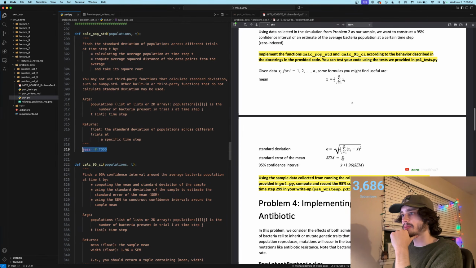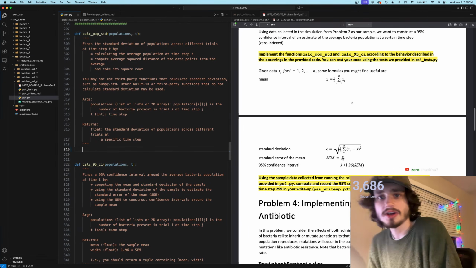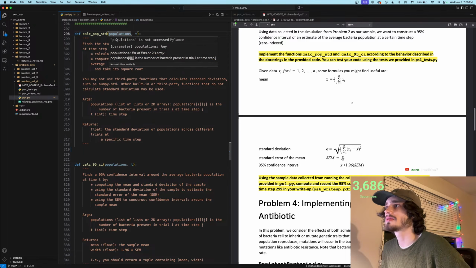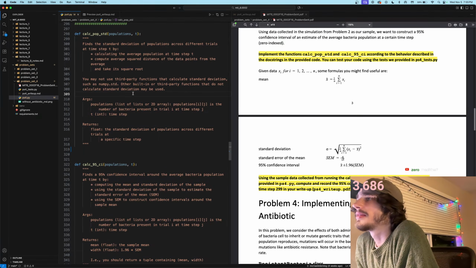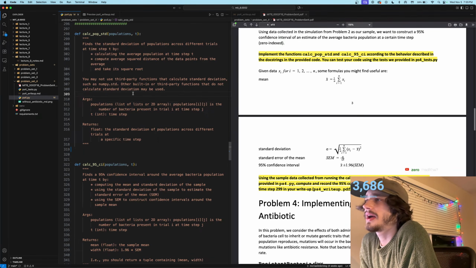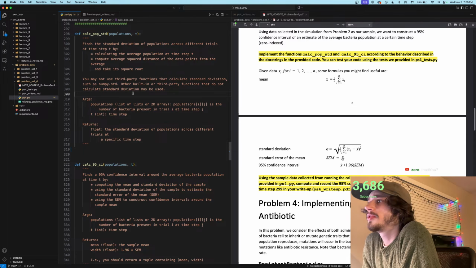Okay, let's go ahead and implement the standard deviation function. This is fun. So we have populations. It finds the standard deviation of populations across different trials at time step t by calculating the average population at time step t. Compute average squared distance of the data points from the average and take its square root.